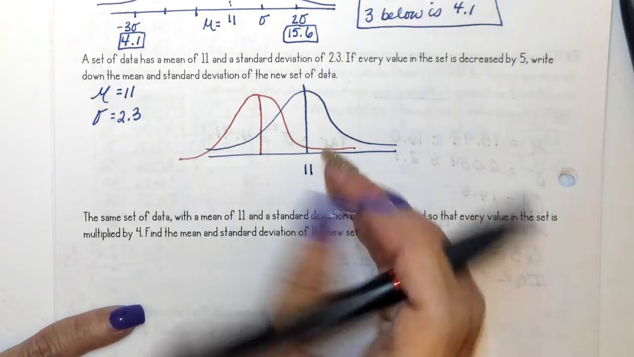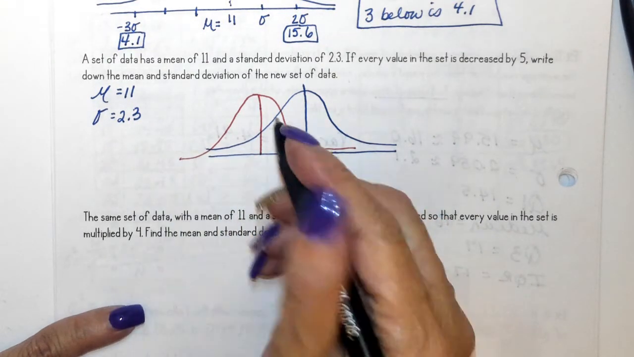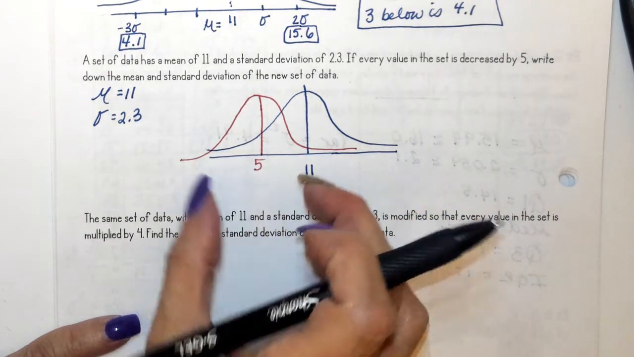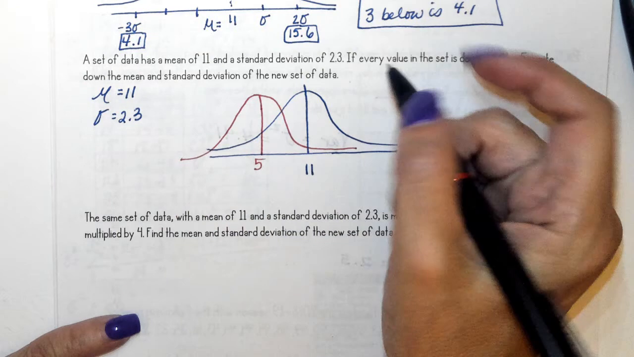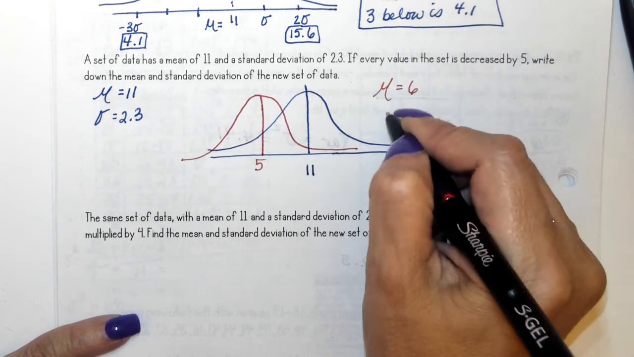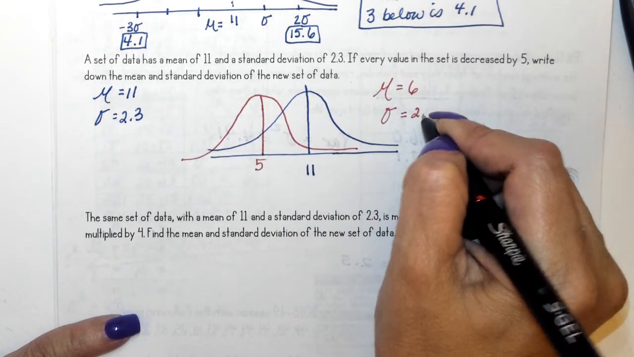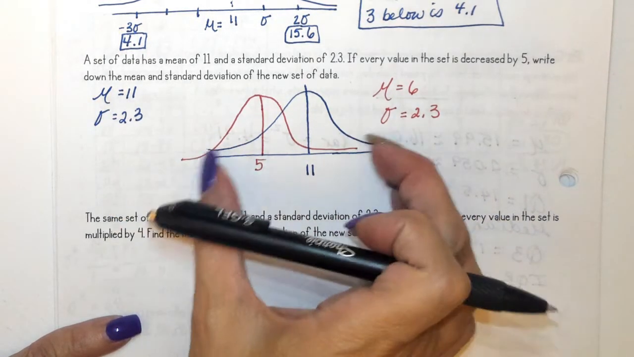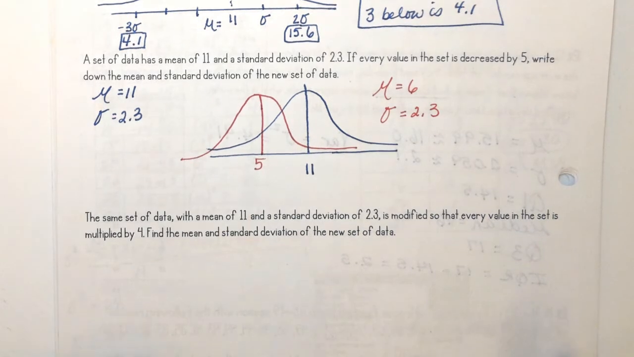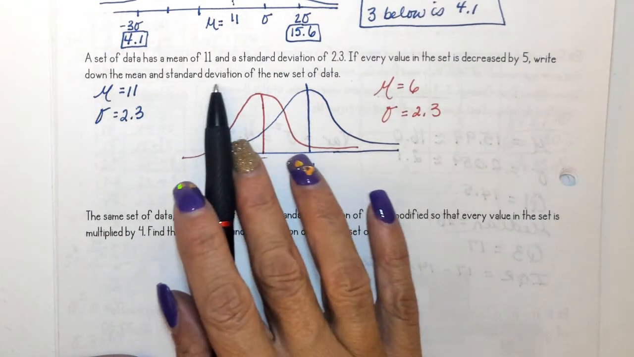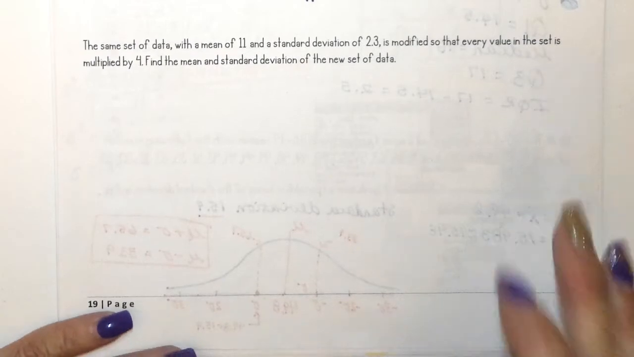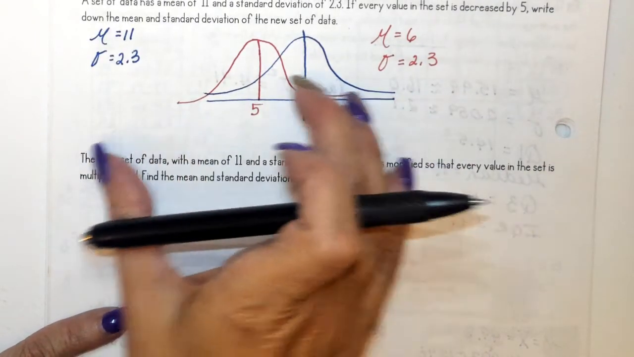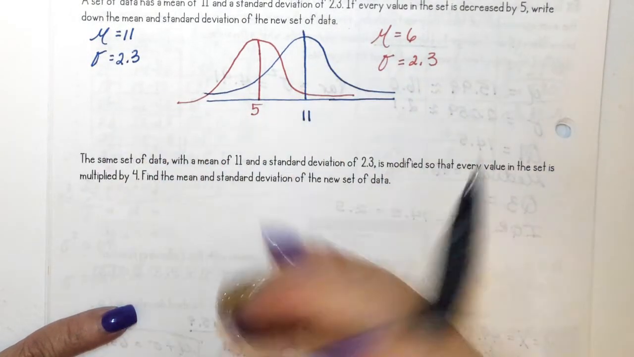What happens? Well, the mean was at 11. It shifted down, so now it's at 6. But what about the standard deviation? You know what? It's still the same graph. It's just shifted down. So the new mean would be 6, but the standard deviation, still 2.3. You didn't change that at all. You just shifted the graph to the left, 5. That was write down the mean and the standard deviation. Yep, there we go. That's it. Transformations means moving, and when you move it, nothing happened.